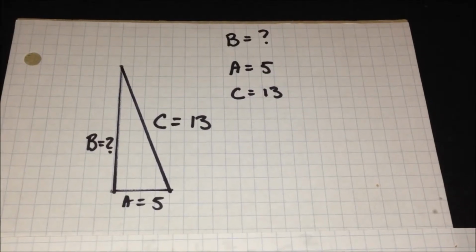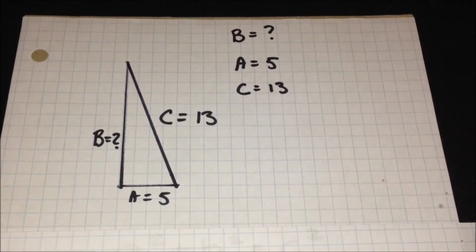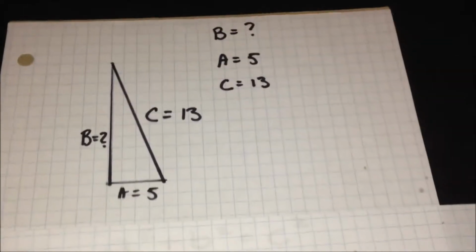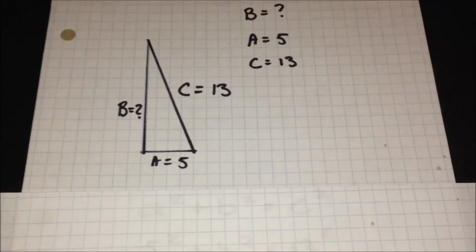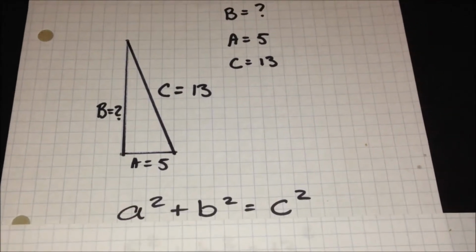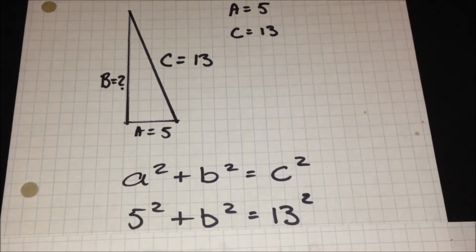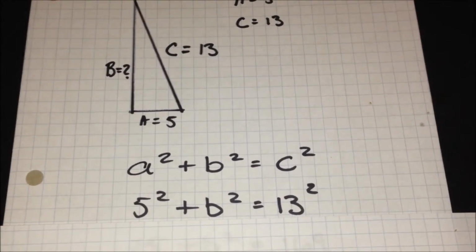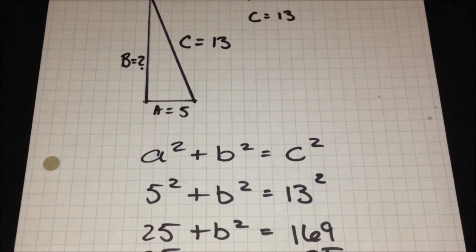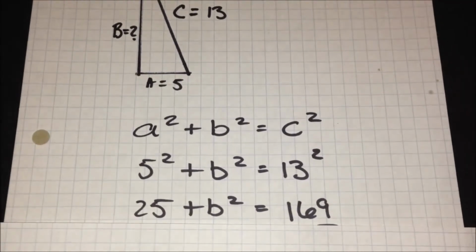For this example, we will be working with a right triangle with the side B unknown. A is equal to 5, and C is equal to 13. Once again, we begin by plugging in the known variables into our equation. 5 squared plus b squared is equal to 13 squared. Square both sides. Comes out to 25 plus b squared equals 169.